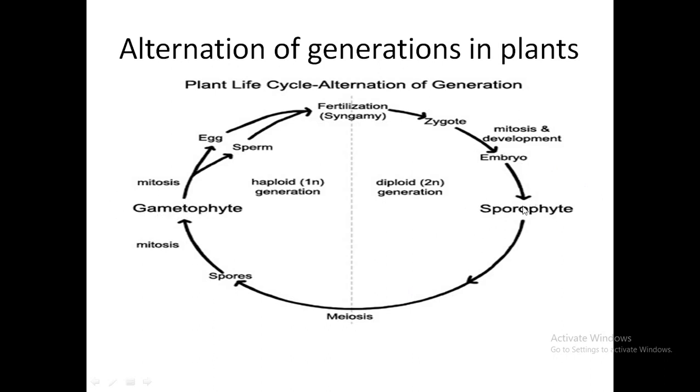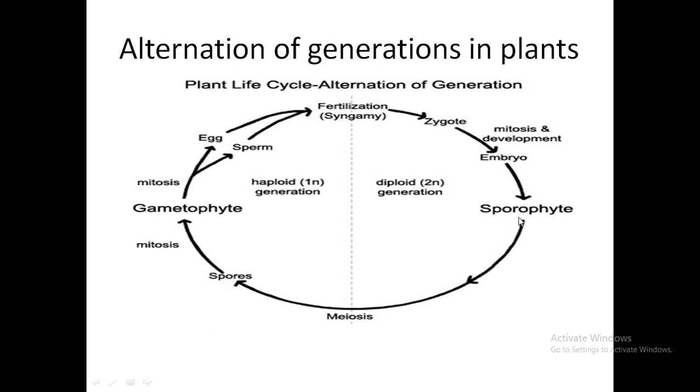Gametophyte and sporophyte, two generations are there which alternate with each other. Gametophyte gives rise to sporophyte, sporophyte gives rise to gametophyte. Gametophyte produces female gamete and male gamete. Both of them fuse, the fertilization process takes place, and then zygote is formed. Zygote undergoes repeated cell divisions and further development to form embryo.